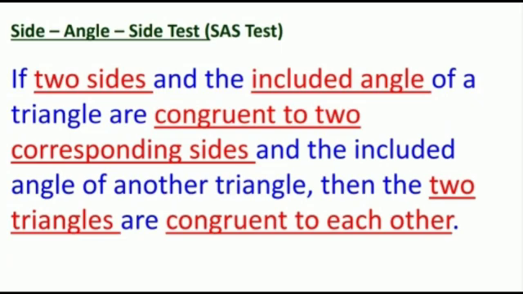The next test, side angle side test, that is SAS test. Looking at the test only, we can make out, children, that the two sides and one angle of a triangle should be congruent to two sides and one angle of another triangle. Then only we can say that the two triangles are congruent to each other. So we can say that if two sides and the included angle of a triangle are congruent to two corresponding sides and the included angle of another triangle, then the two triangles are congruent to each other.